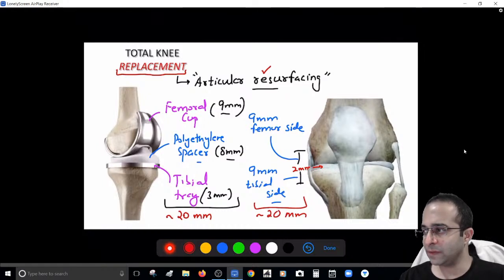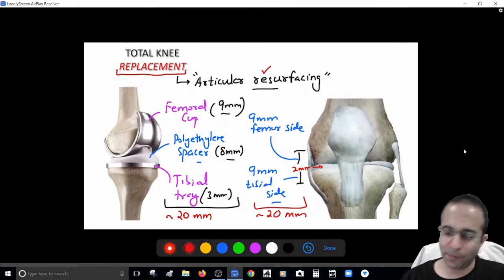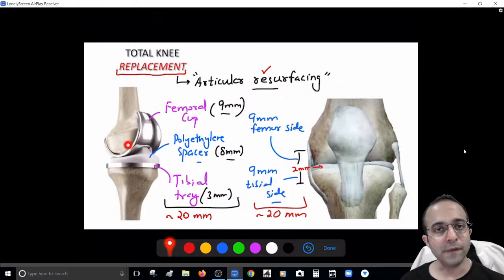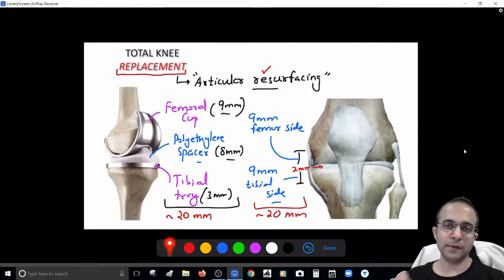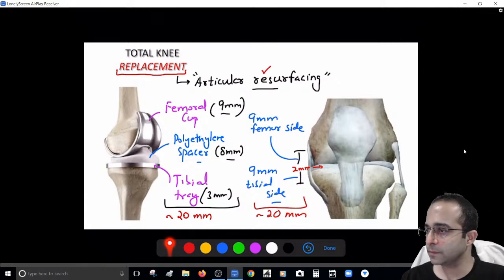So I hope you guys are thoroughly clear about what comprises a knee replacement surgery. It's just an articular resurfacing of the femur, where you cup the femur, where you plate the tibia, and in between the two components you put in a polyethylene spacer. Okay, so it will be 9 mm of femur bone that will be cut. It will be 2-3 mm of this tibia that will be cut, and this joint space will be filled up with a spacer. Clear enough, guys?